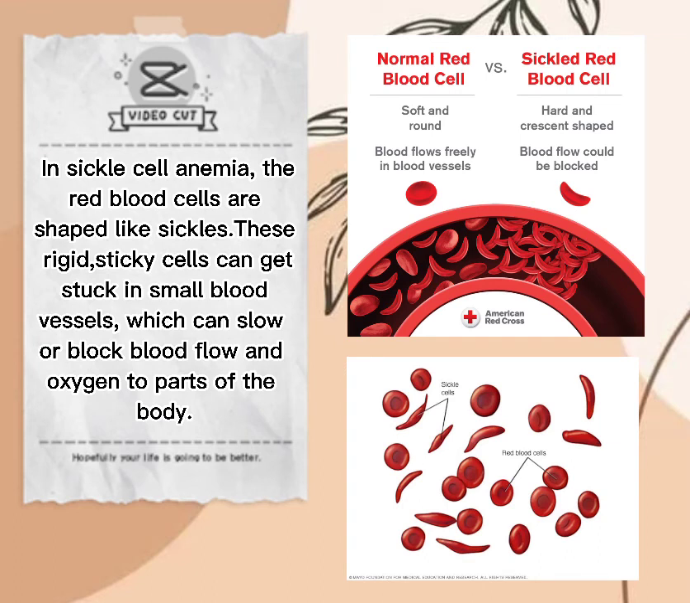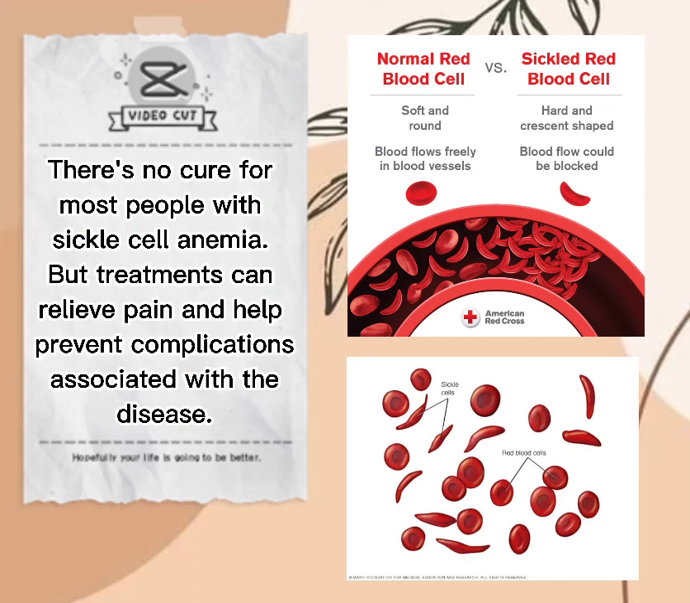These rigid, sticky cells can get stuck in small blood vessels, which can slow or block blood flow and oxygen to parts of the body. There's no cure for most people with sickle cell anemia, but treatments can relieve pain and help prevent complications associated with the disease.